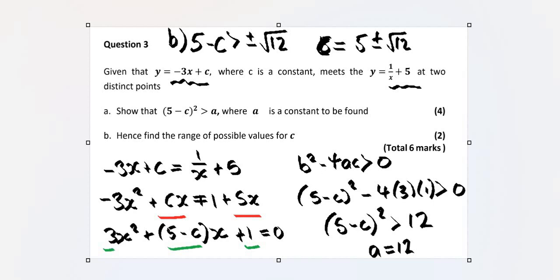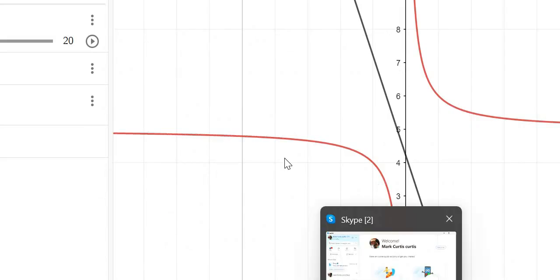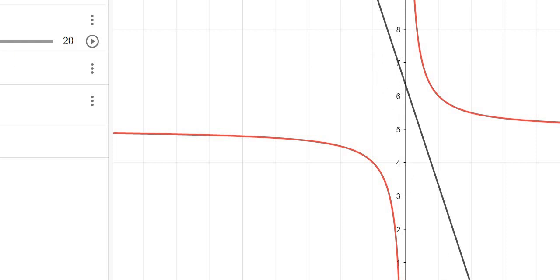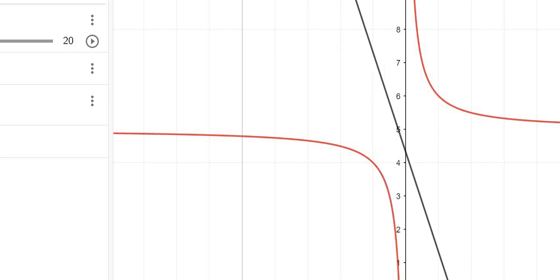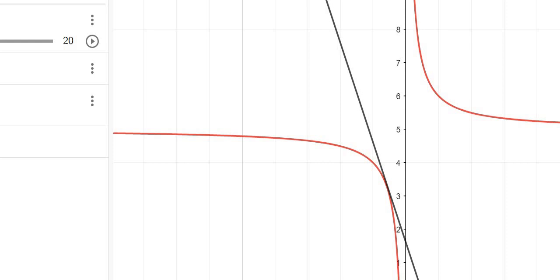Let's look at a graph, see if it makes more sense. Okay, so here's my reciprocal. This is my 1 over x plus 5. Remember, that plus 5 means that the asymptote is y equals 5. I've got minus 3x plus c, and I'm going to change c as we go. If I increase c, what happens? The y-intercept changes. So down here, you can see I go down, go down, go down. There's no solution. Now there's 1.